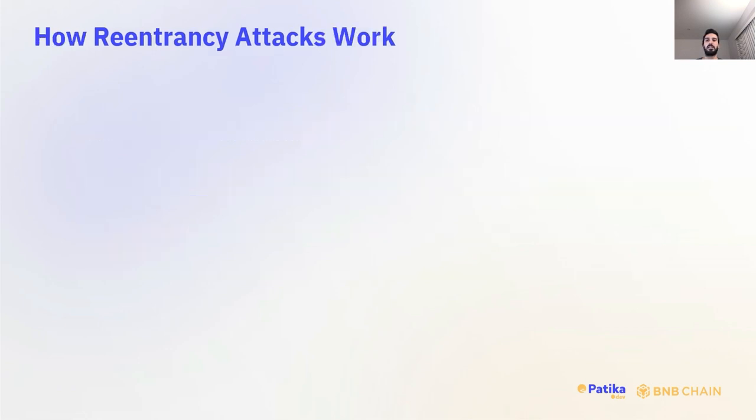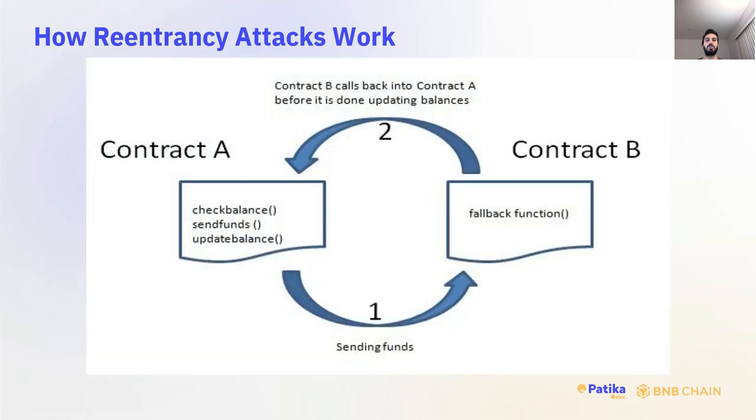How reentrancy attacks work. Here we have two contracts, contract A and contract B. In contract A, we have three functions. First, we check balance, then we send the funds based on our check, and finally we update the balance. But what if contract B calls back into contract A before it is done updating balance? What happens then? We would be sending funds again based on the previous balance check, which would be incorrect at this point. That way, we can drain the funds from contract A.